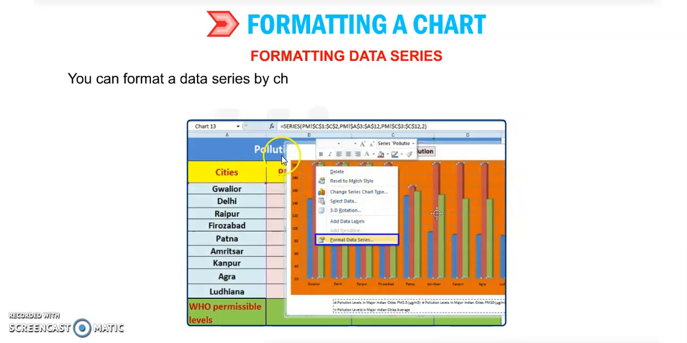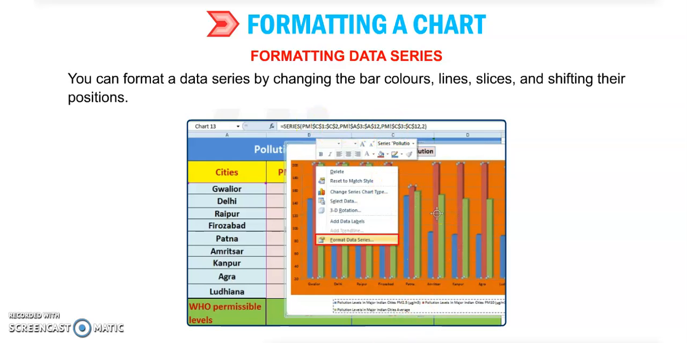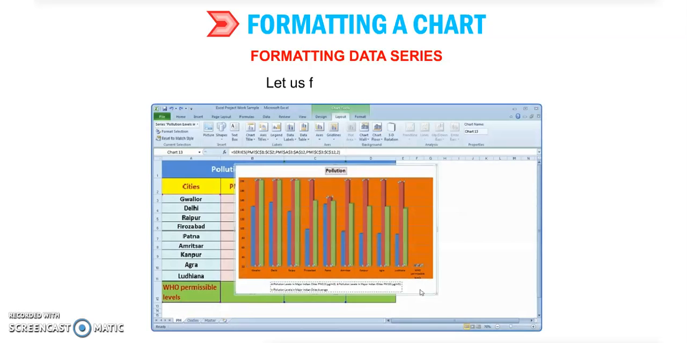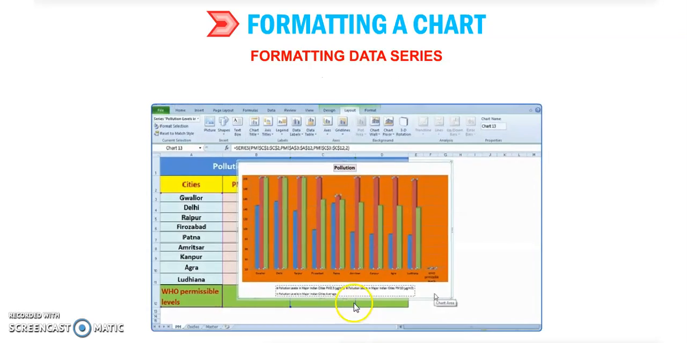Now the next point is formatting data series. You can format a data series by changing the bar color. You can see these bar lines. We can change the color of these bar lines, slices, and shift their positions also. Let us follow these steps.